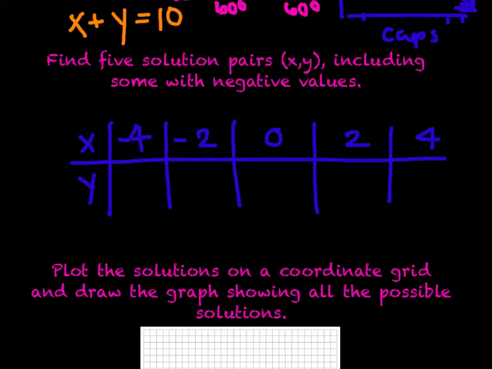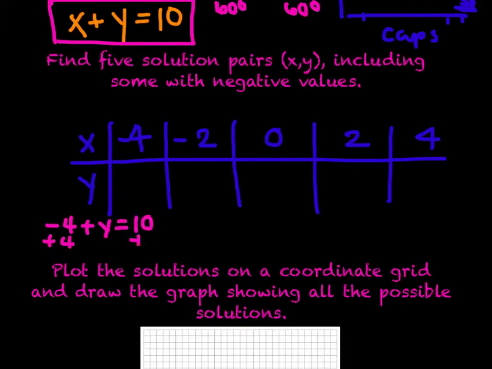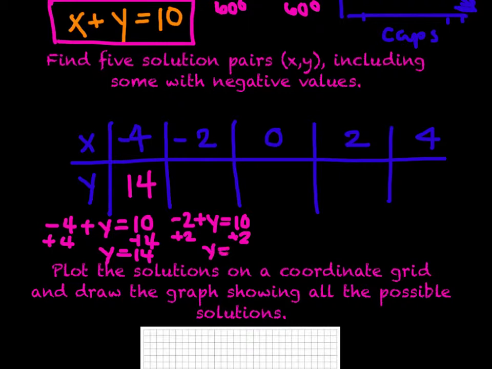If I say that my x is equal to -4, I could put that into our original equation, x plus y is equal to 10, and solve for y. If I have -4 plus y is equal to 10, I could add 4 to both sides to balance everything out, and I get y is equal to 14. So my y would be 14 in this case. I could then go to the next one. If I had -2 for my x, plus y is equal to 10, add 2 to both sides, we get y is equal to 12.